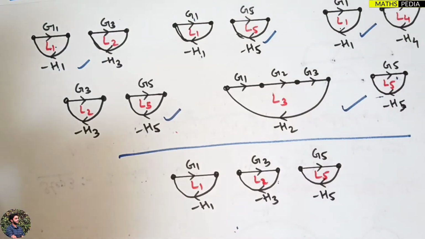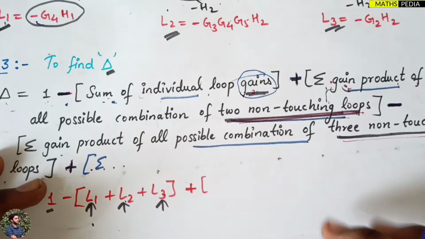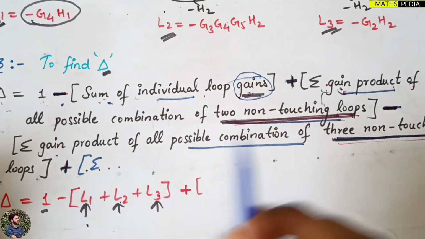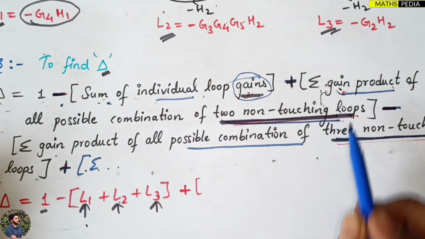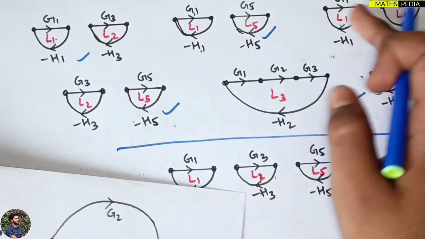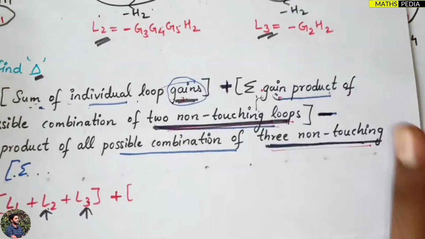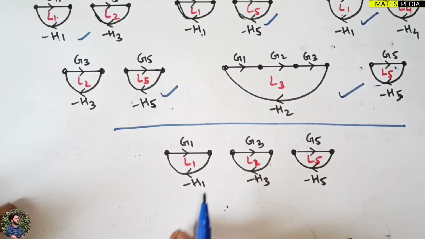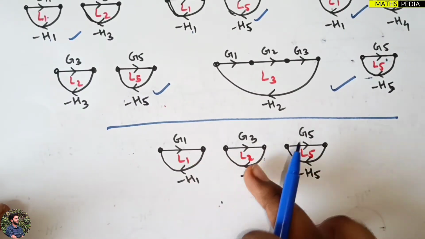Now in the formula we have one more thing: you have to take the combination of 3 non-touching loops also, that is a minus. So I have found the 2 non-touching loops, I have got 5 possible combinations. Next you have to find the 3 non-touching loops. You can see here I have got 3 non-touching loops, L1, L2, L5.